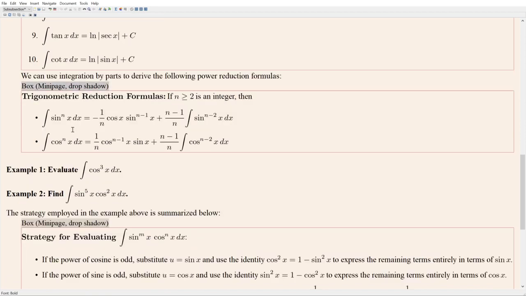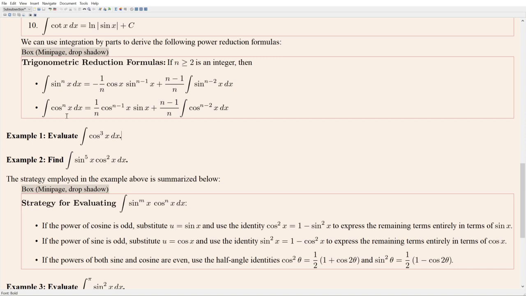Also, we can use integration by parts to derive these formulas here. I'm not going to go through it, but these formulas can be very useful. So if you're taking the integral of sine to some power, this formula will give you sine to that power minus 2. So if you had sine to the power 6, run it through this to get sine to the power 4, run it through again to get sine squared, run it through again, and then you're done, right? Same deal with cosine here.